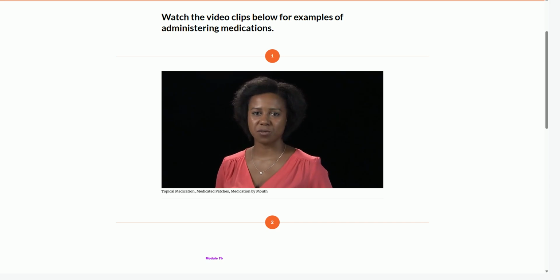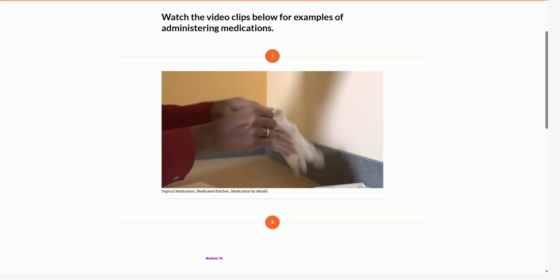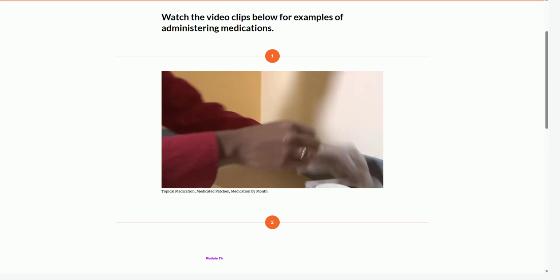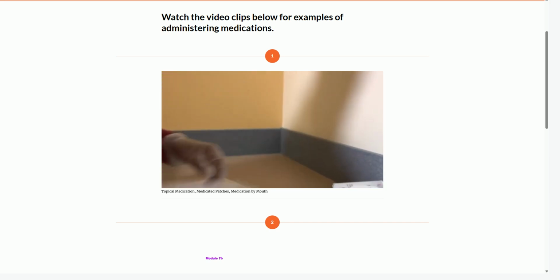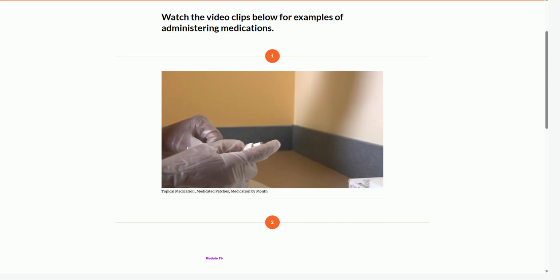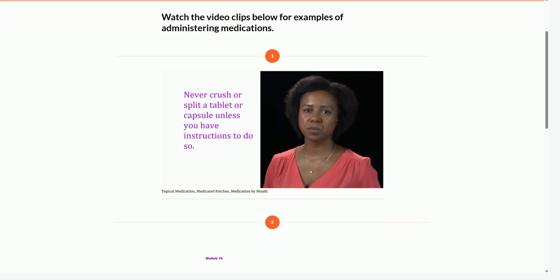Always protect yourself and the child when giving medication by wearing gloves. Whether or not you need gloves depends on how the medication is prepared and if you may be exposed to any body fluids while giving it. Never crush or split a tablet or capsule unless you have instructions to do so. You can change the effectiveness of the medication and may possibly harm the child if the medication has a protective coating.